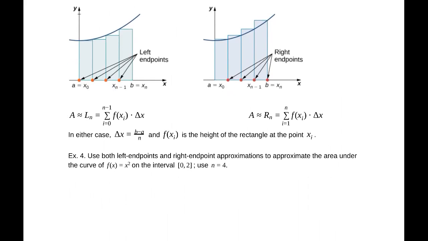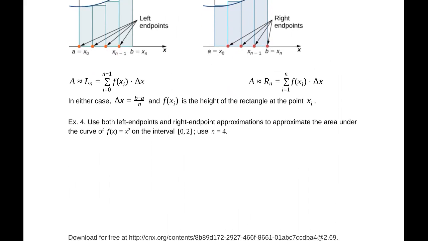All right, so let's go ahead and attempt to use this to find the area, or approximate the area, under the curve f of x equals x squared. Now we're going to be on the interval 0 to 2, and we're going to make 4 rectangles. That's where the n equals 4 is going to come in. First, delta x is b minus a over n, so 2 minus 0 over 4. So the width of our rectangles is 1/2.